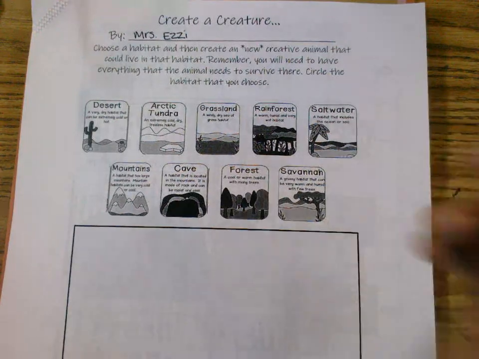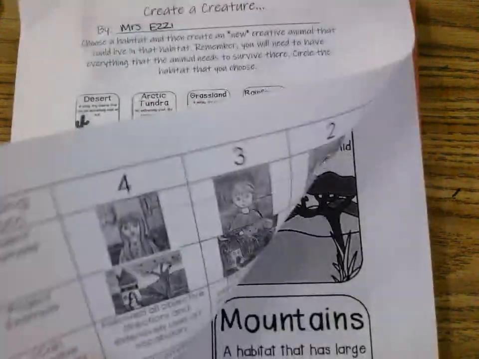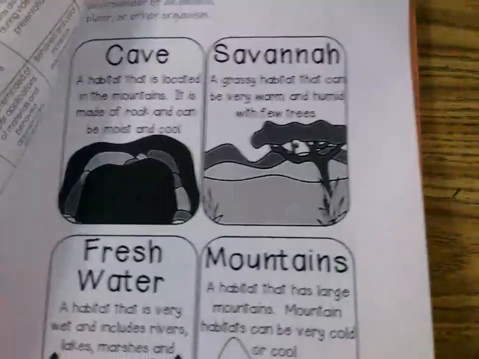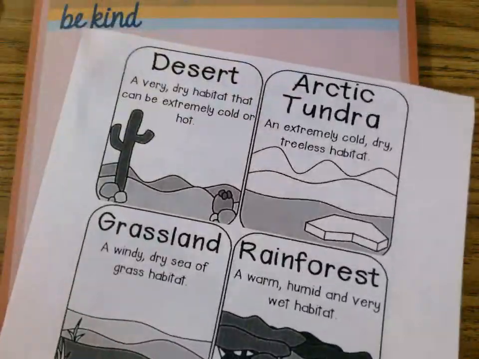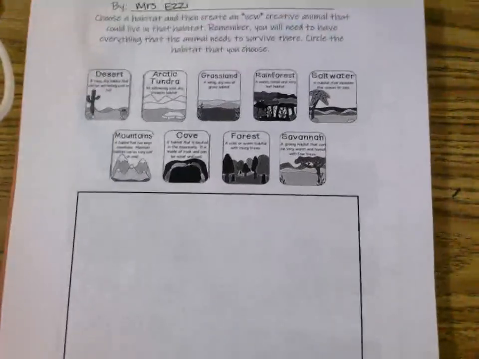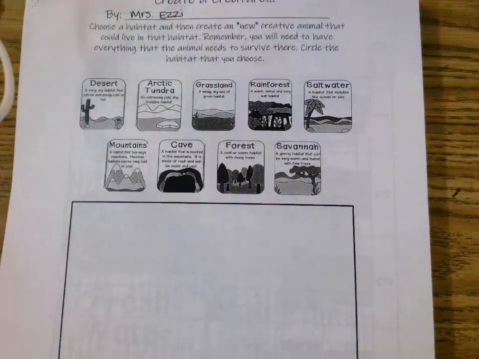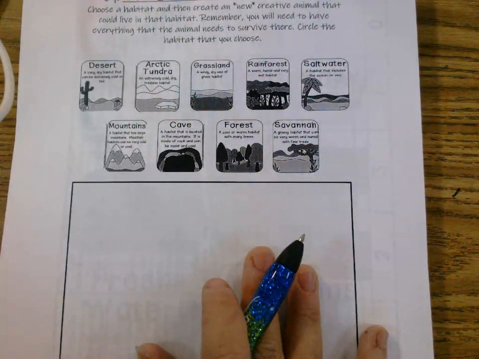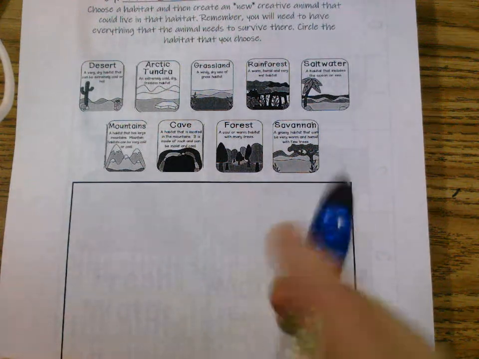So first things first, if you're not sure about any of these habitats, there are more examples of details of each individual one in your handout. So you can choose one that interests you, and then you're going to create a new animal for that area. So this can be as creative as you want.